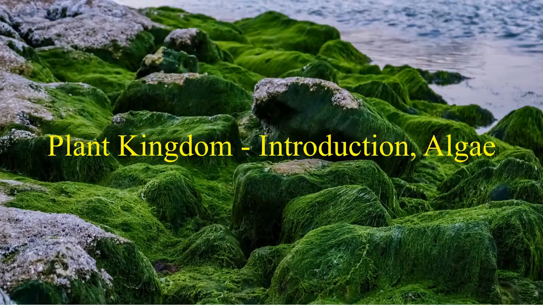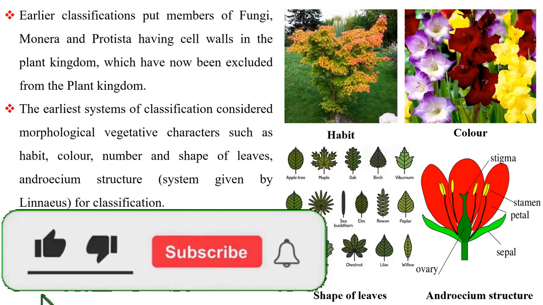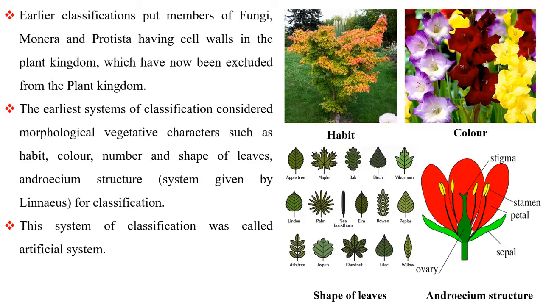Plant Kingdom Introduction: Algae. Earlier classification put members of fungi, Monera, and Protista having cell walls in the plant kingdom, which have now been excluded from the plant kingdom.